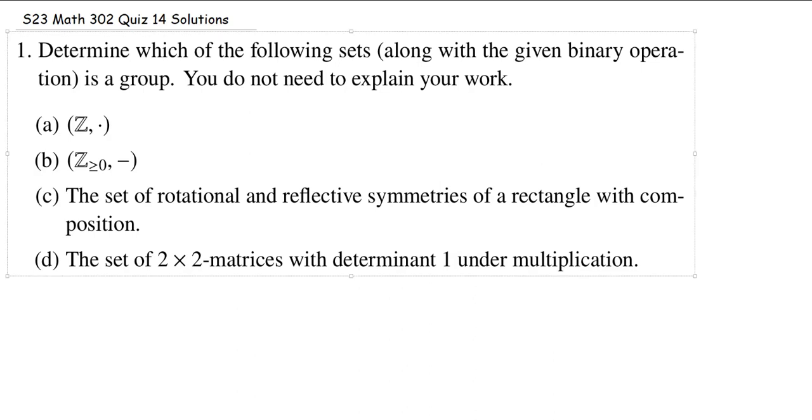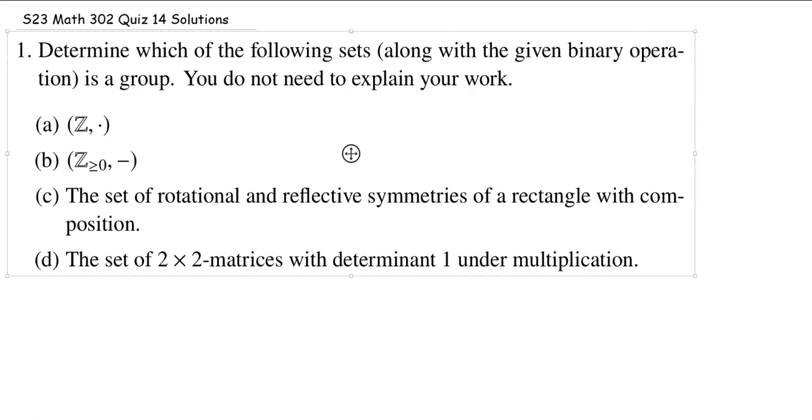The first problem, we're given the set of integers along with the binary operation multiplication, right? You multiply two integers, you again get an integer. Well, do we have a group? First, yeah, we know that multiplication of integers is associative. There's an identity element, right? The number 1, when you multiply by 1, you don't change your input.